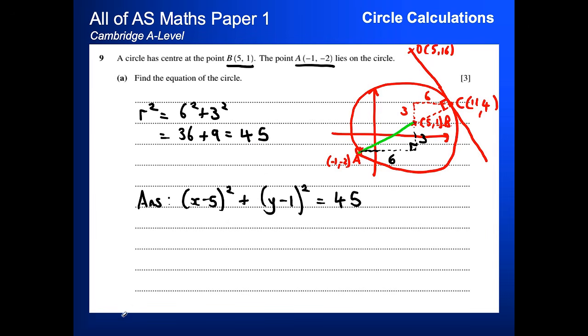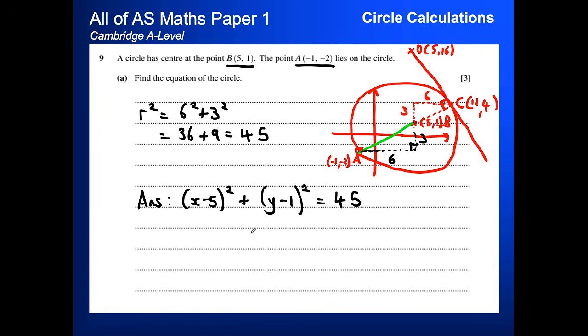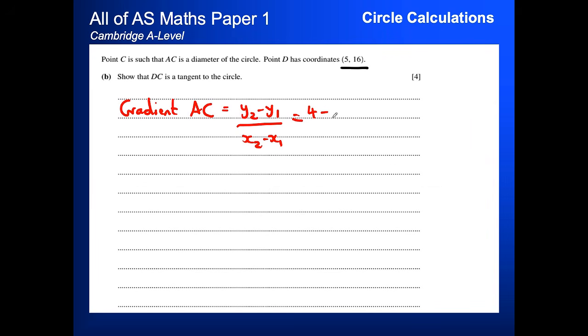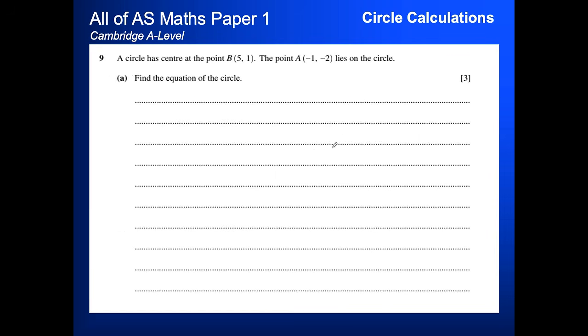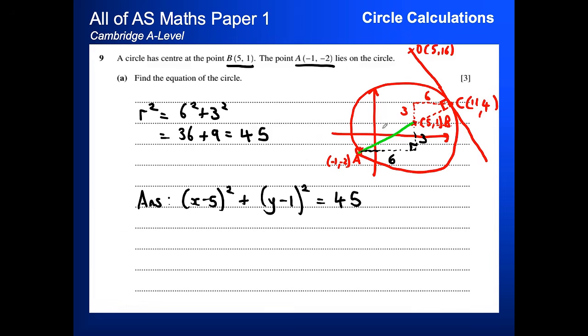So we get 4 minus minus 2 divided by 11 minus, I think it's minus 1. Yeah, minus 1. So just comes from the coordinates. This gives us then 6 over 12, which is the same as a half. So the gradient of this diameter going across is a half.